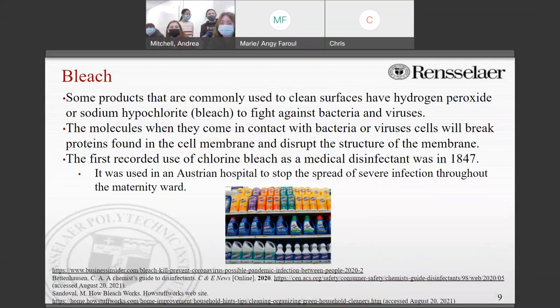Okay, so as I said before, bleach is another way to fight against bacteria and viruses. Bleach is commonly used to clean surfaces. Products you might use on surfaces in your house will have hydrogen peroxide or sodium hypochlorite, which is just the chemical name for bleach. When these molecules come in contact with bacteria or virus cells, they'll break apart the proteins found in the cell membrane, and this is going to disrupt the structure. An interesting fact about bleach is that the first recorded use of chlorine bleach as a medical disinfectant was in 1847, when an Austrian hospital stopped the spread of a severe infection throughout the maternity ward.